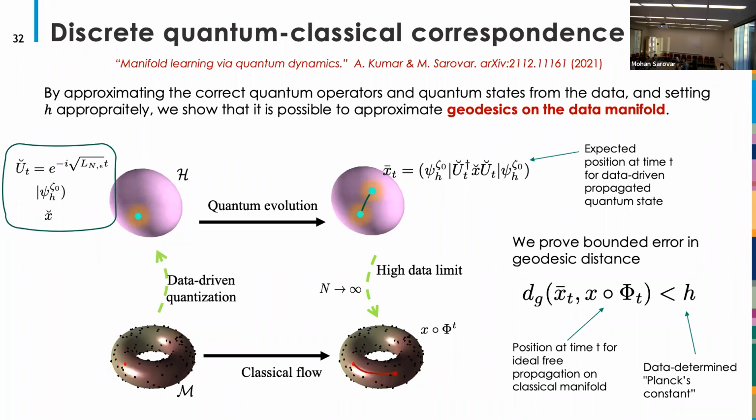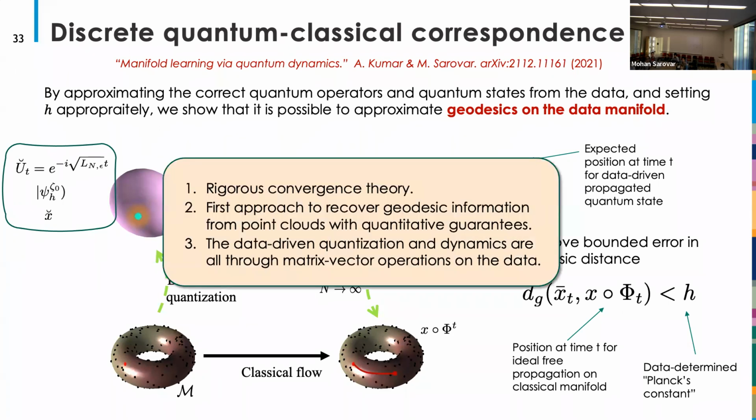What we can prove is that x bar is the expectation value of the quantum propagation. This is just the position operator evaluated on the propagated state. The true geodesic distance between that and the classical flow, this point, is bounded by this H prime. This is an error bound that shows how accurate the quantum evolution is and how well it mirrors the classical evolution that you care about. And you can see again that as you get more and more data, H shrinks to 0, and this gets better.